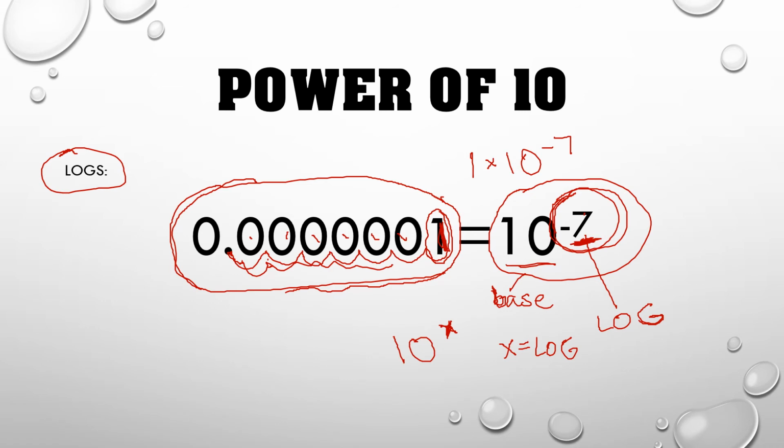Well, if negative 7 is called the log, this answer right here is called the anti-log. Okay? So if you take scientific notation and actually write it out, if we're just dealing with ones, then that's called the anti-log. And in scientific notation, whatever the exponent is, that's called the log.